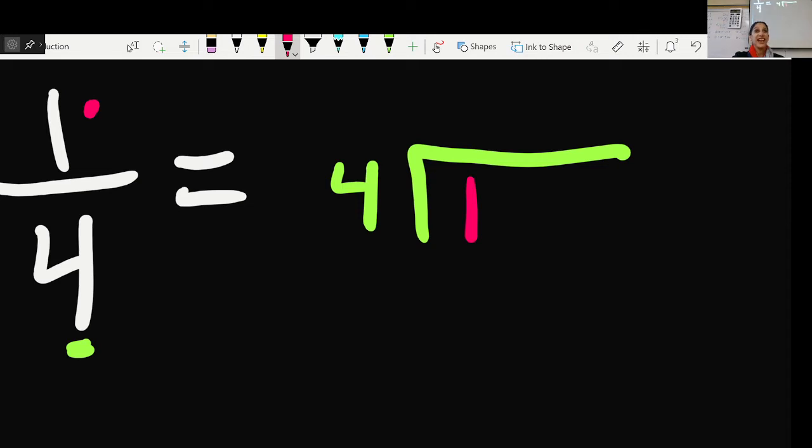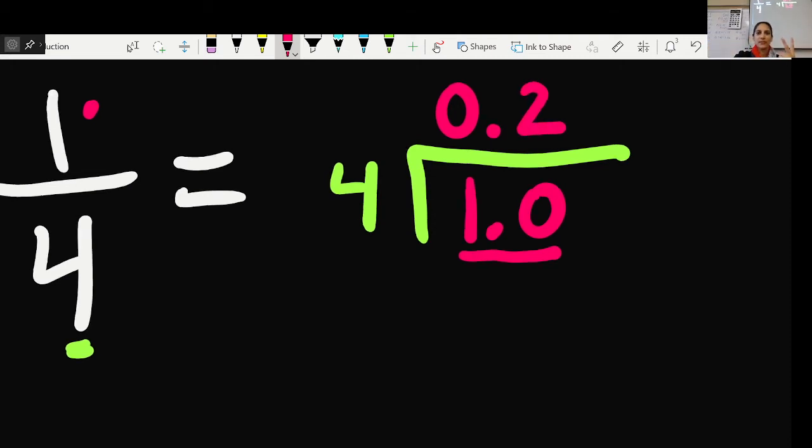I can add something to it. What could I put there? Put a 0 there. Good. So 0.0, and at the top I'm going to put a 0 there as well, right? So now we can look at this and say, how many times does 4 go into 10? Twice. So we put a 2 up here.